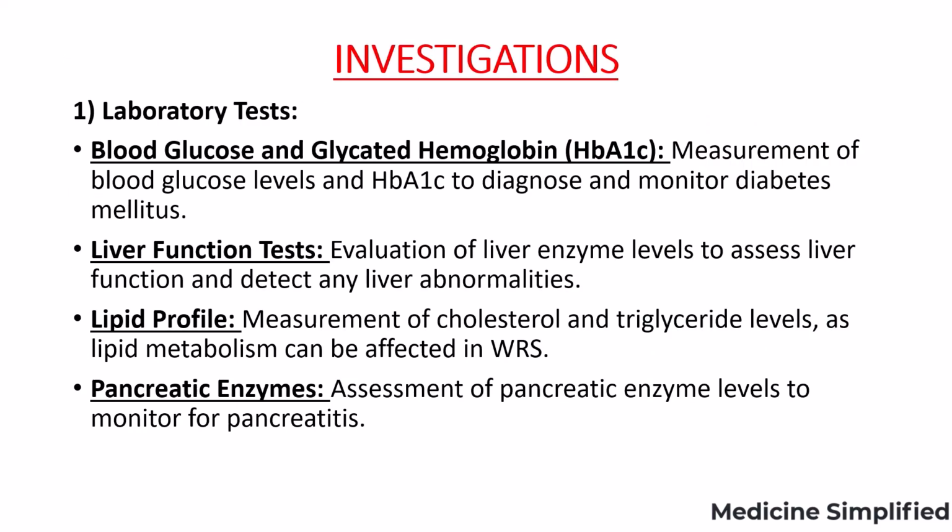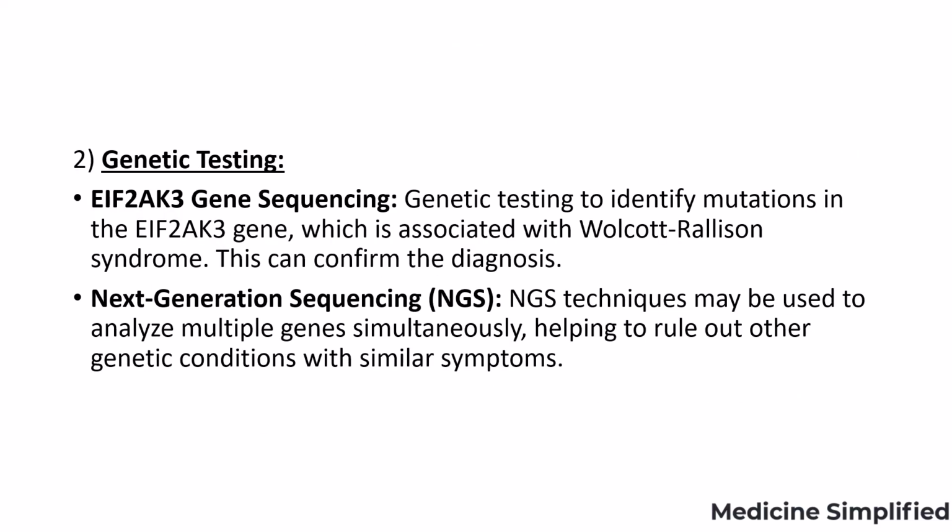Coming to the investigation before diagnosing WRS, laboratory tests include blood glucose and glycated hemoglobin levels to measure the diabetes mellitus, liver function test for evaluation of liver enzyme levels, lipid profile to measure the cholesterol and triglyceride levels, because lipid metabolism can be affected in WRS, and pancreatic enzymes to assess pancreatic enzyme levels to monitor pancreatitis. Next is gene testing, EIF2AK3 gene sequencing, and next generation sequencing. NGS techniques may be used to analyze multiple genes simultaneously, helping to rule out other genetic conditions with similar symptoms.